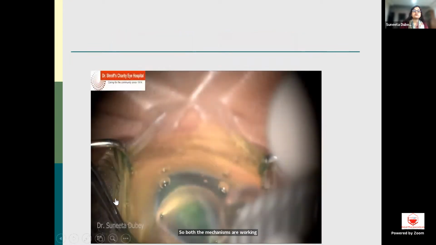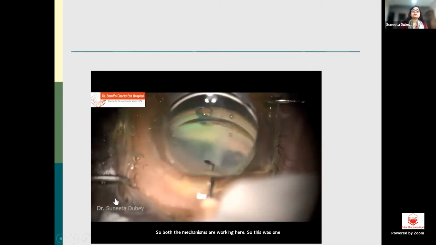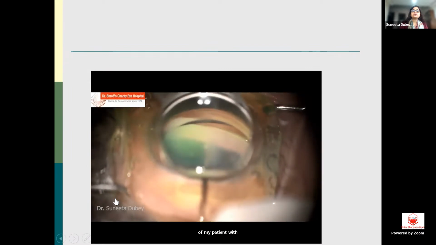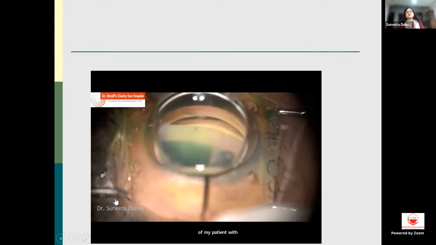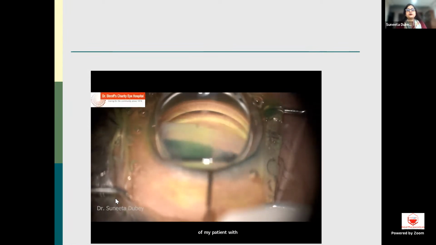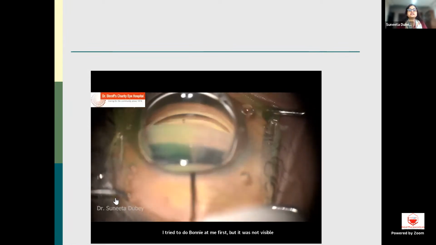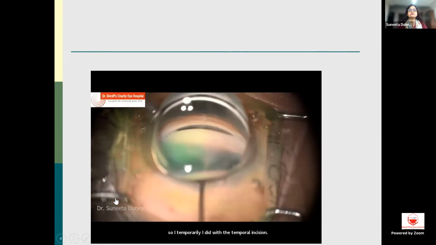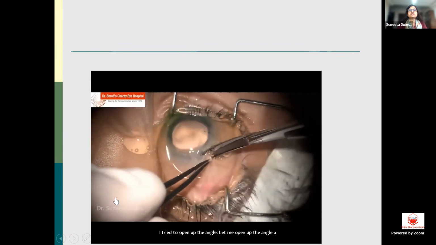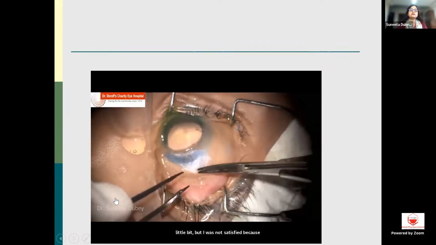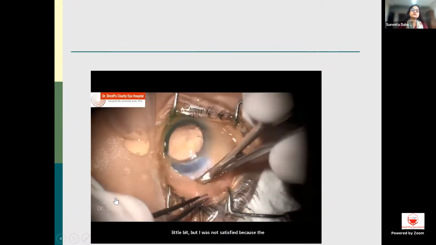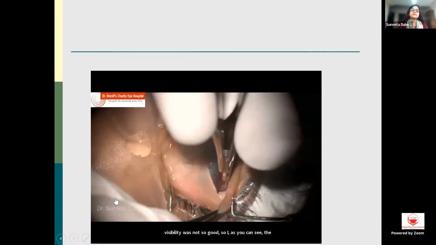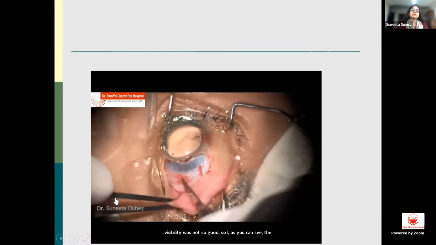So this was one of my patients with congenital glaucoma. I tried to do goniotomy first, but it was not visible. So with the temporal incision, I tried to open up the angle a little bit, but I was not satisfied because the visibility was not so good. As you can see, the limbus was so enlarged. So I did trap plus trap in this.